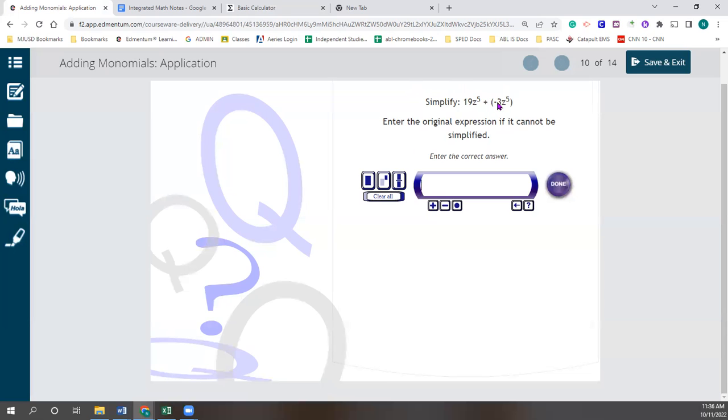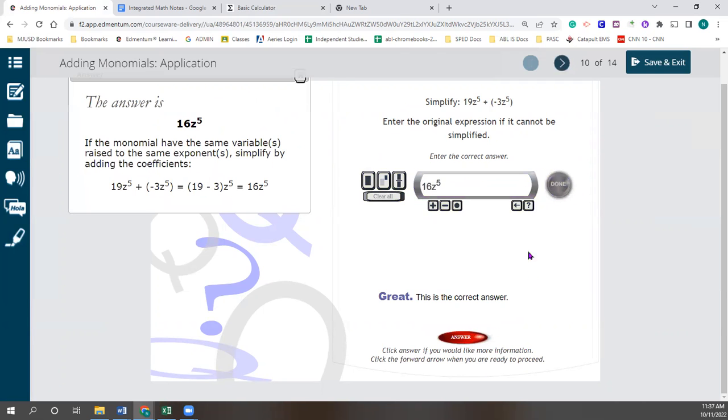19z^5 plus negative 3z^5. The z^5 and the z^5 match. 19 plus negative 3. So 19 minus 3 is 16. And it's not negatives. Okay, negative 16z to the 5th power. Done. No, the coefficient is wrong. Oh, not negative. Dang it, buddy. There we go.